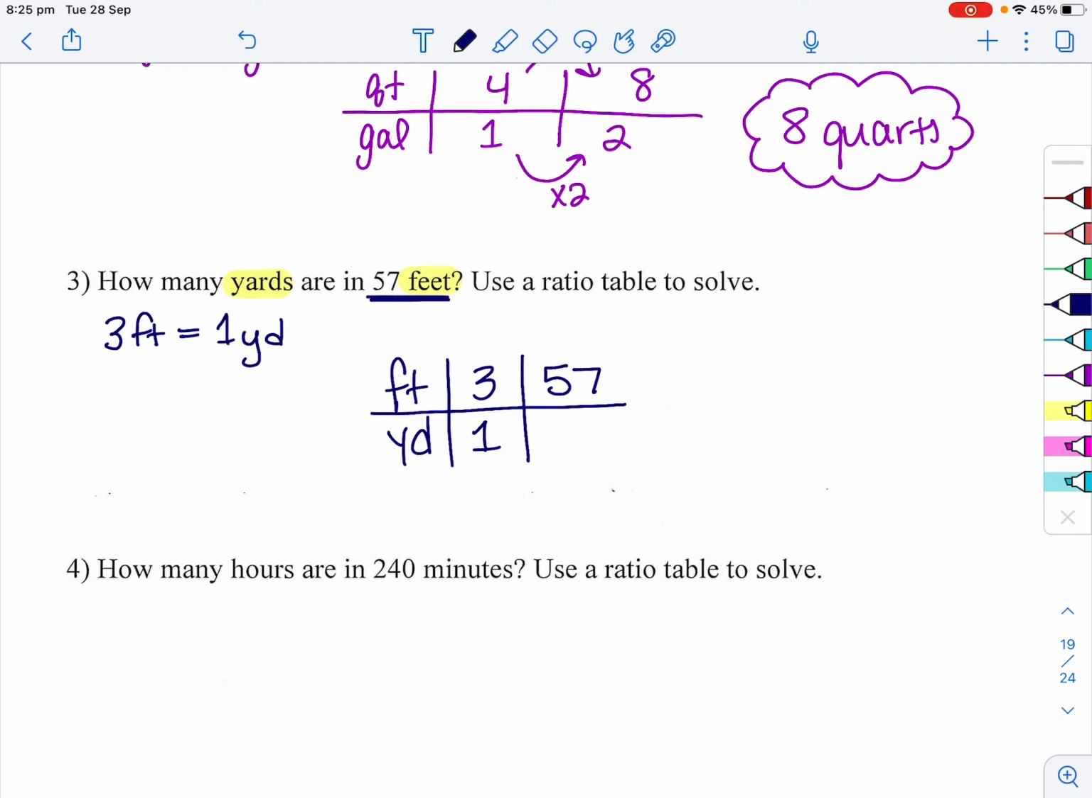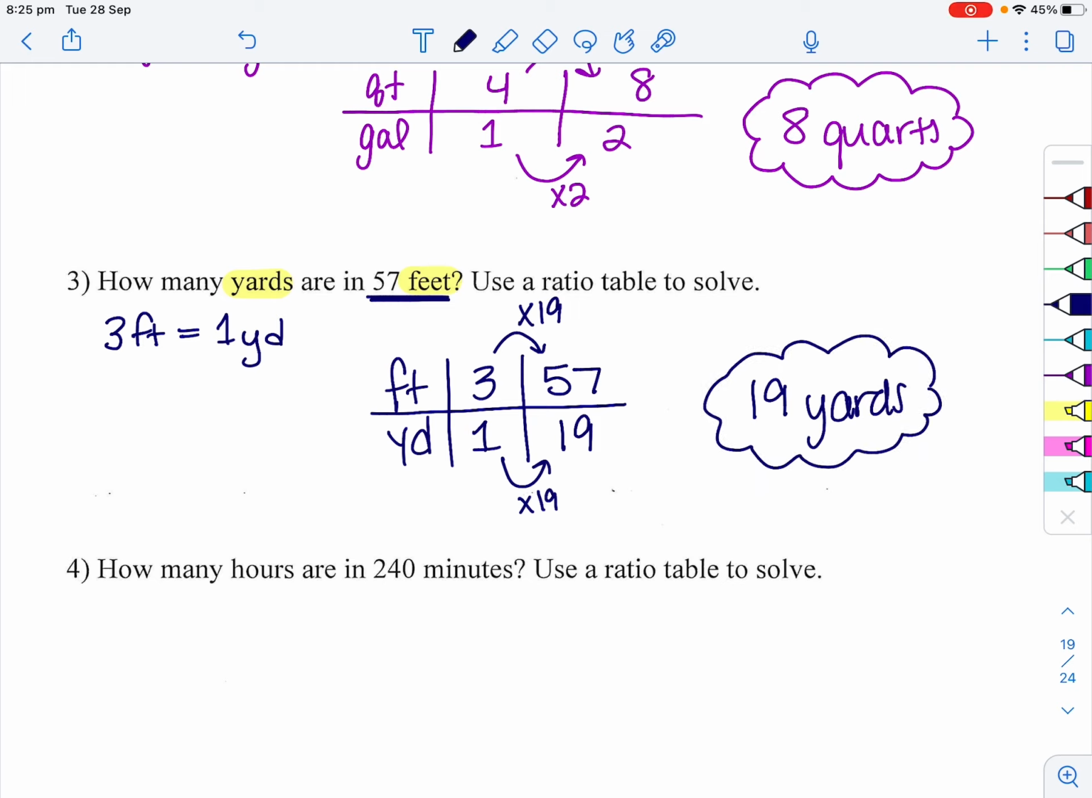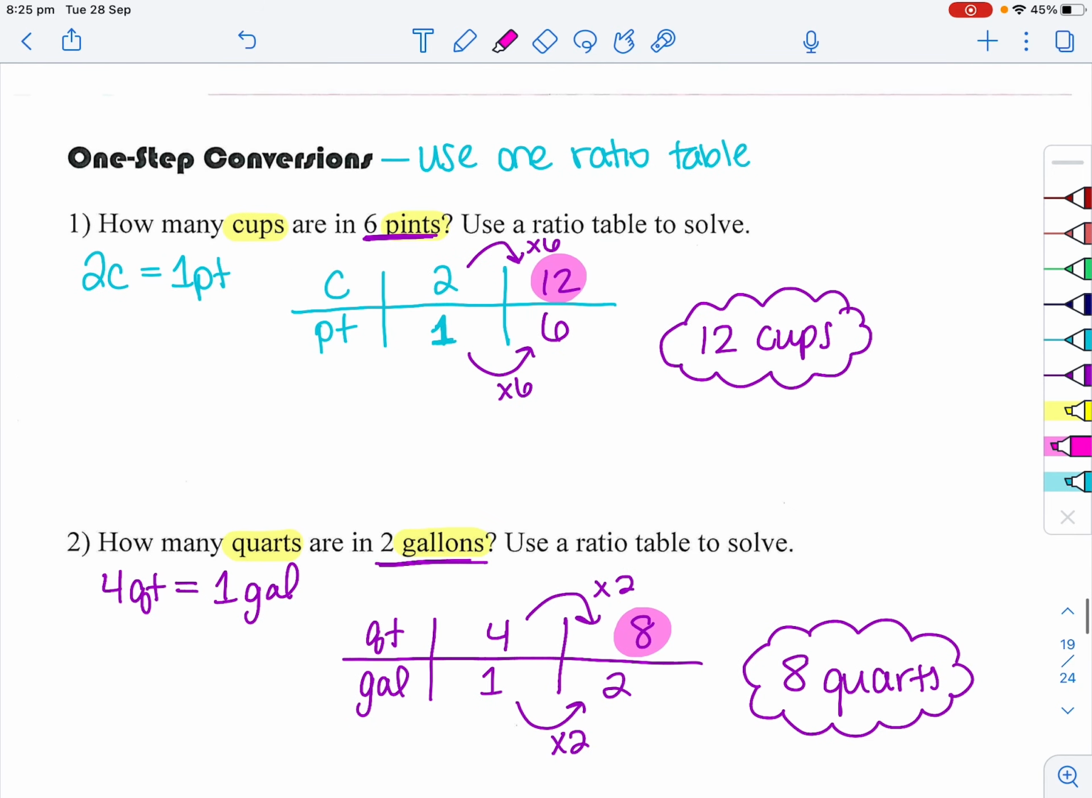At this point, I can either know the multiples here or I can use my multiplication chart. So what am I going to multiply by to get from 3 to 57? It's going to be 19. So 1 times 19 is 19. And I've got 19 yards. So here's my answer on this one, and here's my answer on this one.